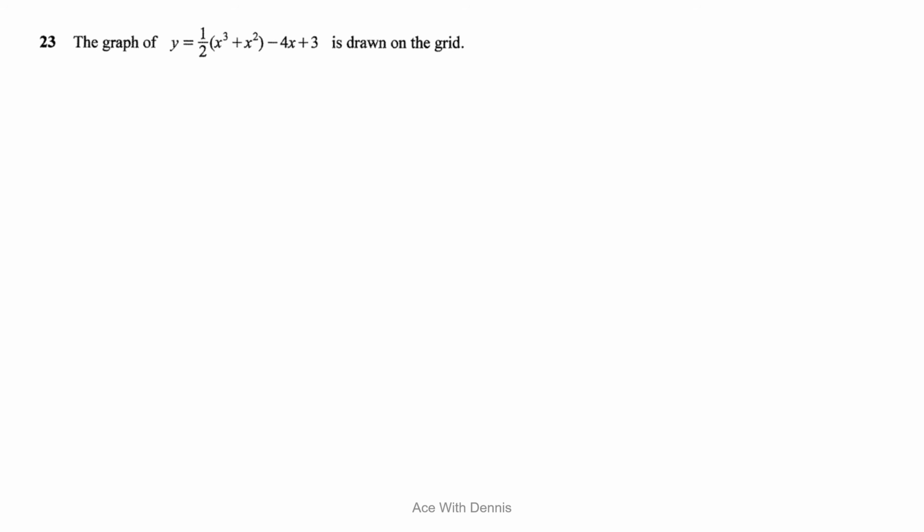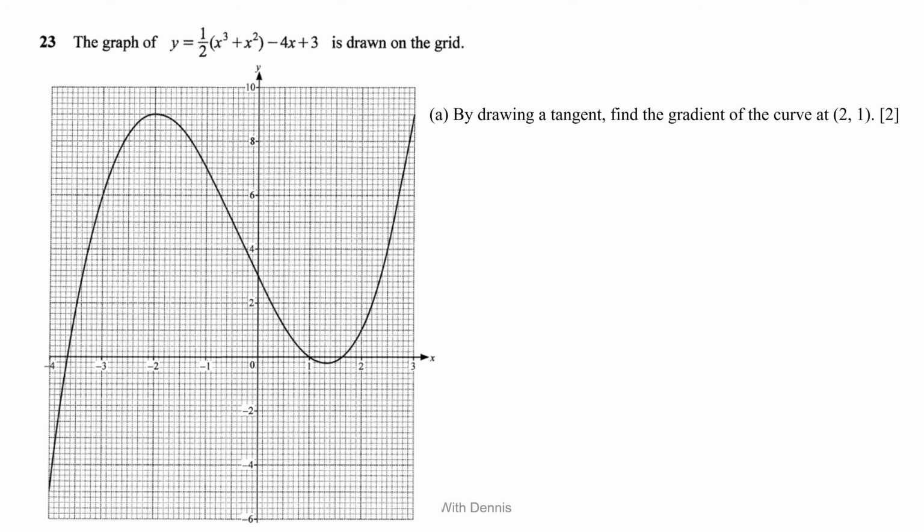Question 23. The graph of y equals half times x cubed plus x squared minus 4x plus 3 is drawn on the grid. So here's the graph. A. By drawing a tangent, find the gradient of the curve at (2, 1). 2 marks. So let's find the point with the coordinates (2, 1). So here's the point. And now we draw a tangent. After that, we choose any 2 points on the tangent where we can read their coordinates easily. Then we'll draw a right angle triangle from these 2 points.